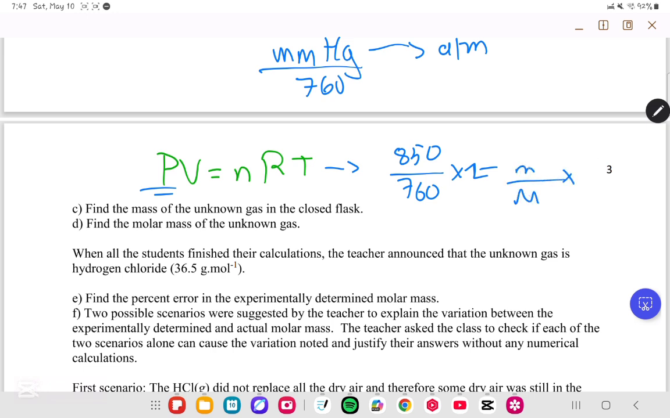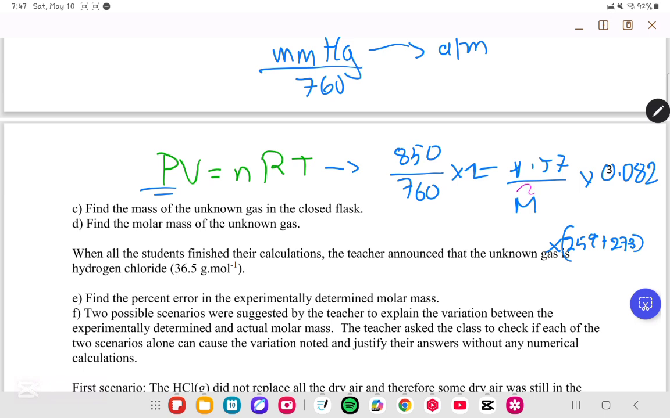We know what the mass is. We need to find the molar mass. The mass is actually 1.57 as we found it in part C, multiplied by the constant R, which is 0.082. And then all of it multiplied by the temperature. We have the temperature, which is 25 degrees Celsius, but plus 273 because we need it in Kelvin.